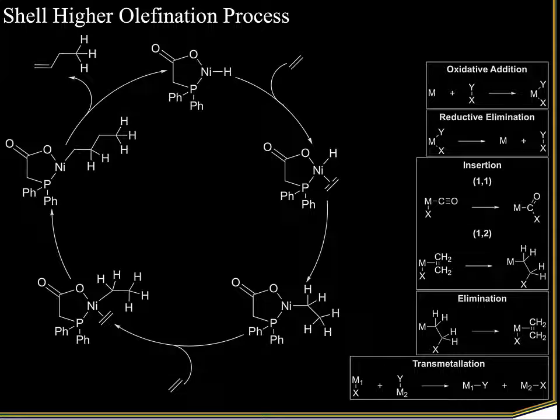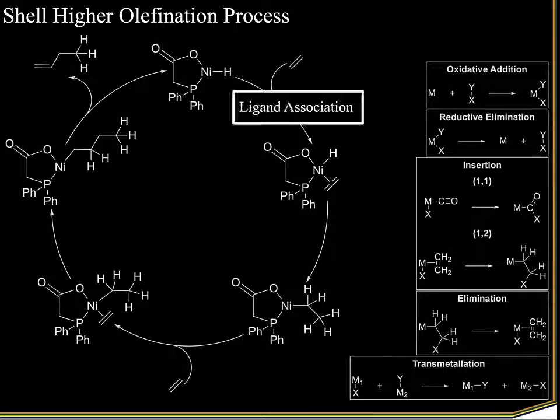Ethylene can undergo a ligand association. So this is kind of a boring step. This is something we've already seen, where essentially we're just saying a ligand gets close enough to form a bond to the metal center. Following this ligand association, there's a next step.